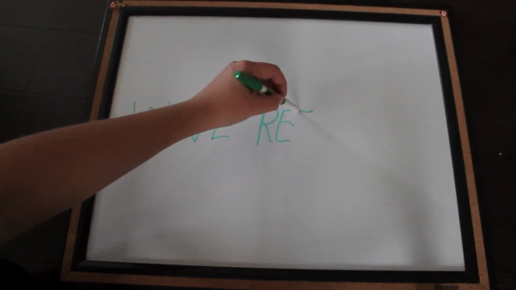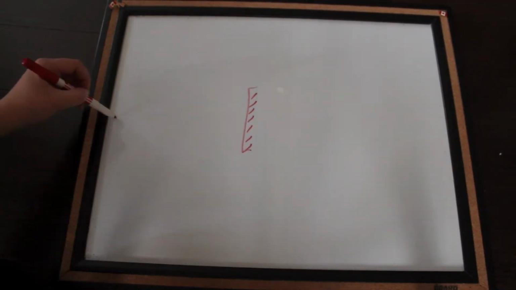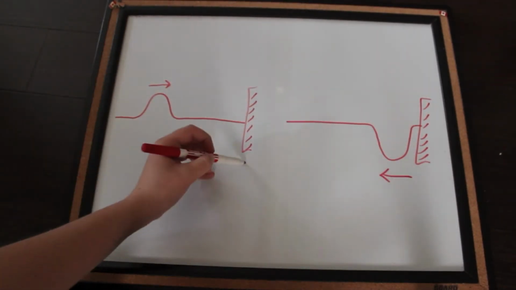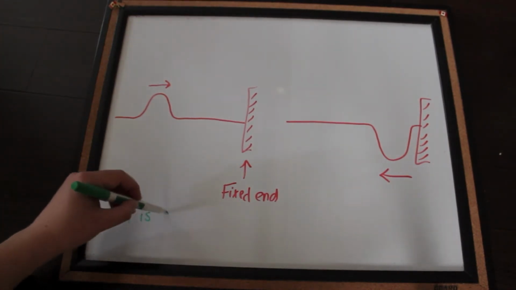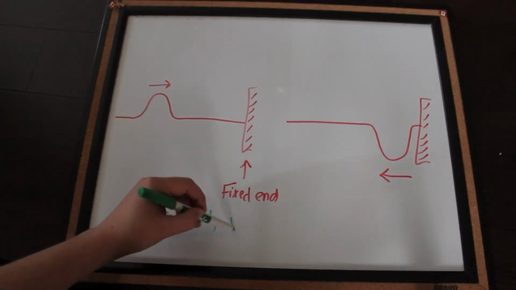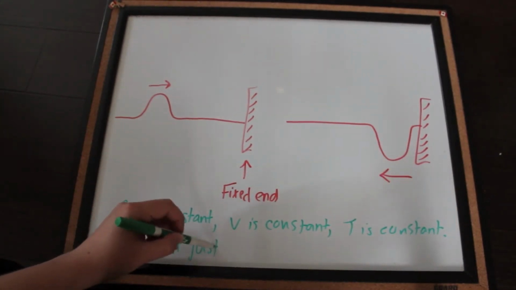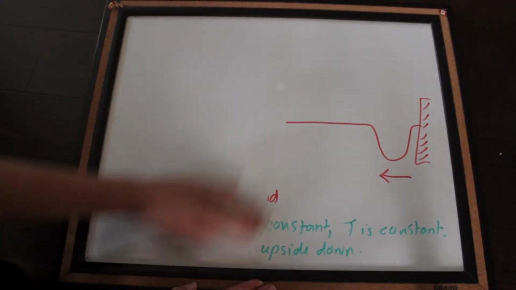Now what about wave reflections? Here we have a wave traveling towards the wall on the top side. So when it hits the wall and reflects back, it's going to come back on the bottom because this is a fixed end. This only happens when there is a fixed end. Lambda remains constant, velocity remains constant, and period remains constant. The only thing that changes is that it's upside down. If it was not a fixed end, the wave would have come back again on the top.